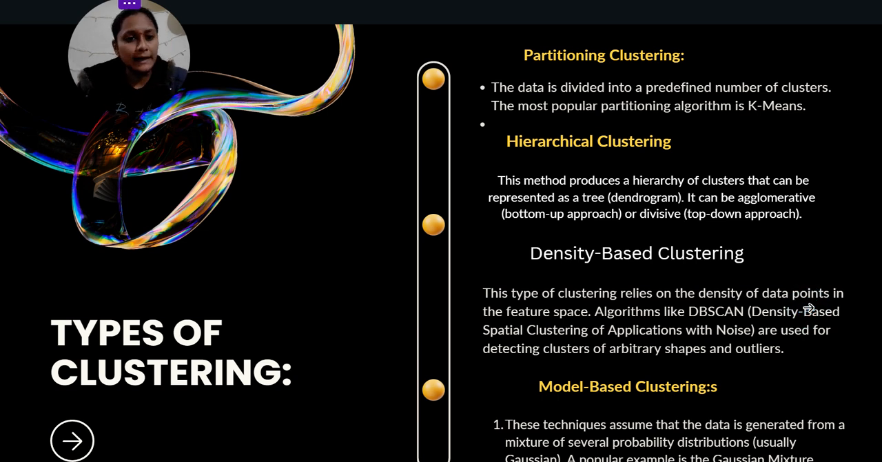Now let's discuss what the types of clustering. First, partitioning clustering. The data is divided into a predefined number of clusters. The most popular type of partitioning clustering is K-means. Second is hierarchical clustering. This method produces a hierarchy of clusters that can be presented as a tree, that is dendrogram. It can be agglomerative, that is bottom up approach, or divisive, that is top down approach. Third is density based clustering. This type of clustering relies on the density of data points in the feature space. Algorithms like DBSCAN are used for detecting clusters of arbitrary shapes and outliers.